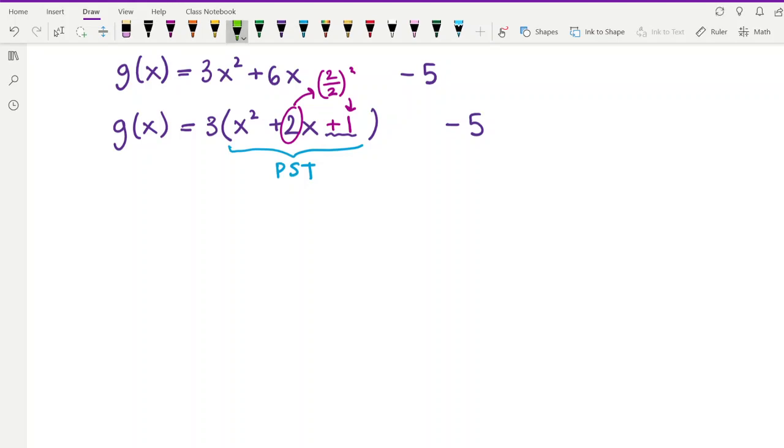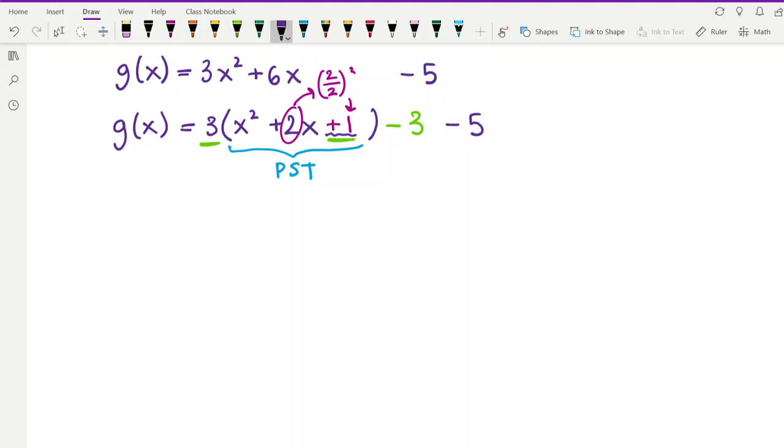So what did we actually add? Well, we added 3 times 1, right? If we were to multiply this back out, this would actually be a plus 3. And so what we need to put here is not minus 1, but minus 3. That's how we're going to get rid of that, how we're going to compensate for that extra 3 that we added in.